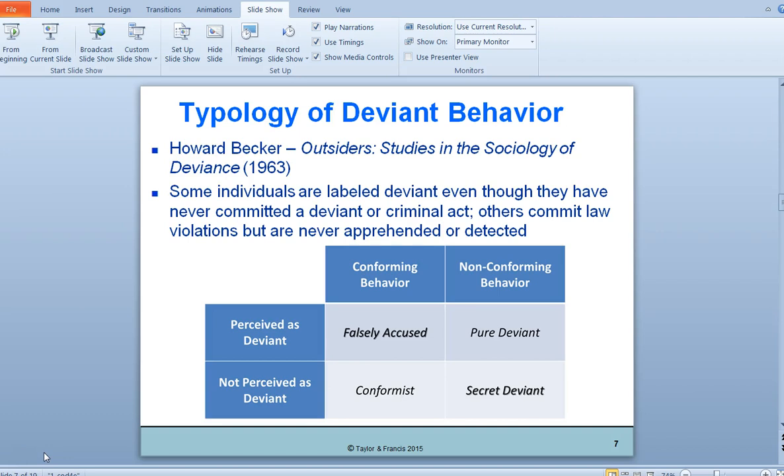And he developed his four different types of rule breakers: those that are falsely accused, the pure deviant, the conformist, and the secret deviant. And something really important, he said that some individuals are labeled as rule breakers even though they never committed a breaking of the rule or a deviant criminal act. Also, others that have committed law violations or broken the rules are never apprehended, and therefore they're never labeled.